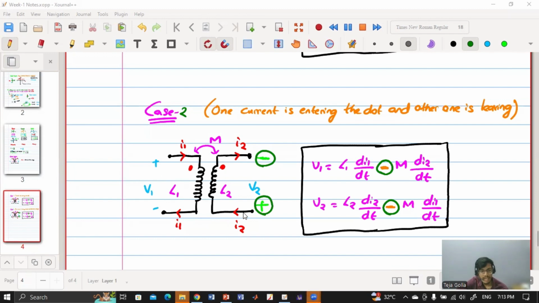Current is entering here, current is entering here. So plus and minus, plus and minus. And if say both the dots are here and here, then still current is entering in one and current is leaving the dot in the other. So the same logic, the same case is applicable. So this becomes minus and this also becomes minus. So that part you should keep in mind, and it is very critical. So is that part clear?